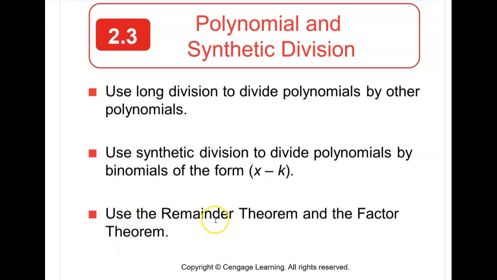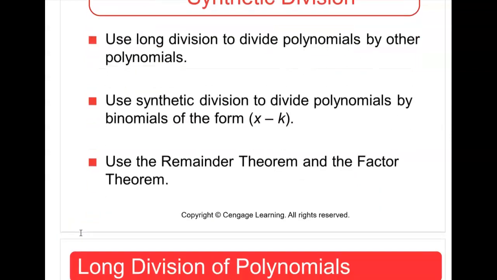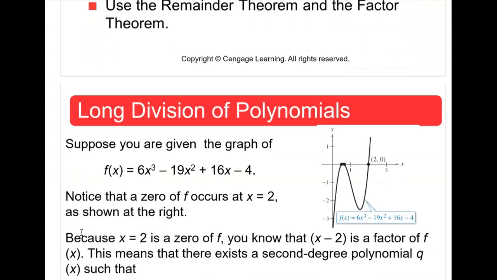Also, we're going to learn how to use the remainder theorem and the factor theorem, and we're doing all of this with the purpose of finding zeros, or those x values for which the y is equal to 0. We also call them roots, we call them solutions, and if they're real, they appear as x-intercepts on our graph. Okay, so let's get started.